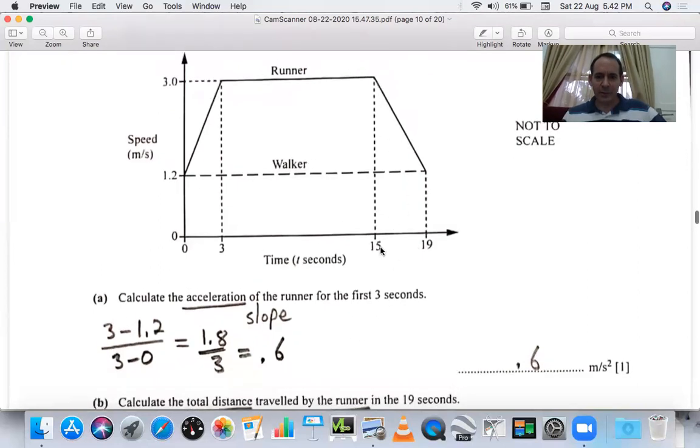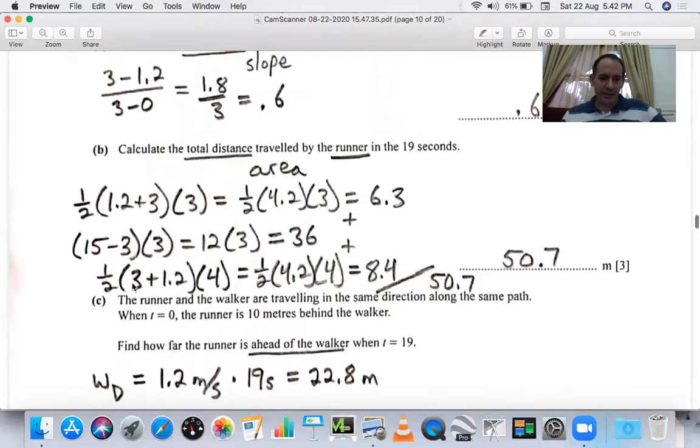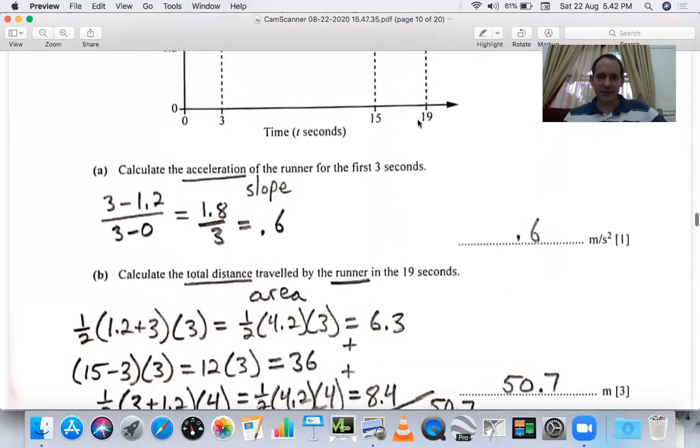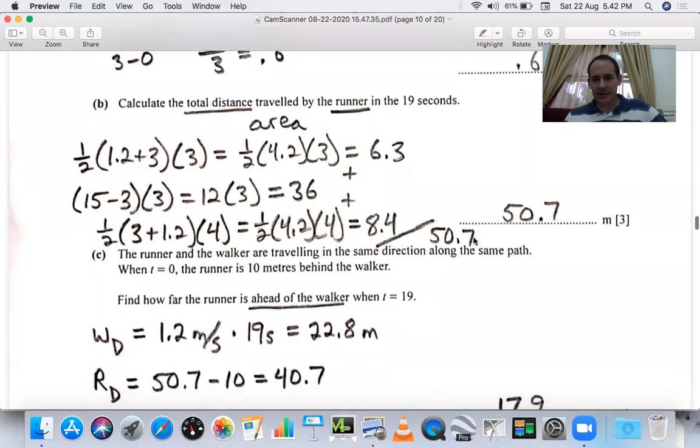So again, we have 1/2, add the two bases times the height. The height is this way. So we get 1/2. The two bases are 3 and 1.2. The height is 4. 19 minus 15 is 4. You get 8.4. Add those three together, and you get 50.7 for the area.